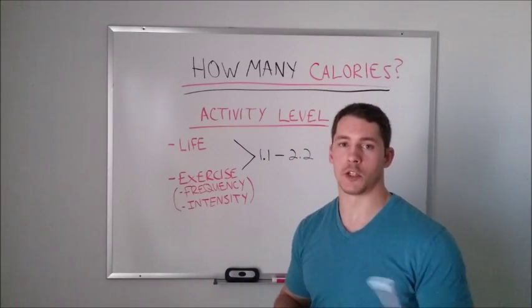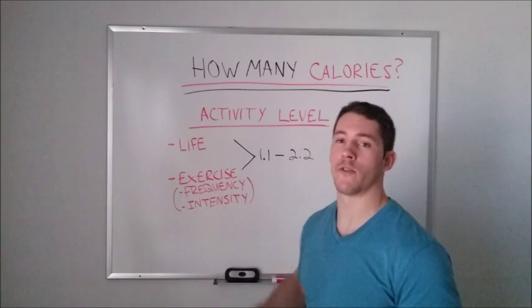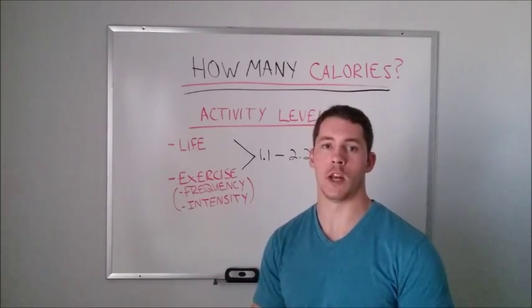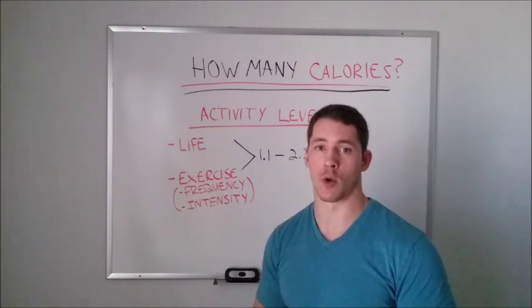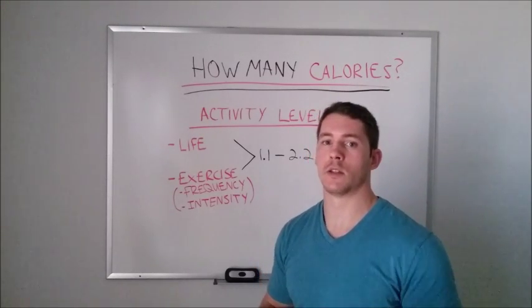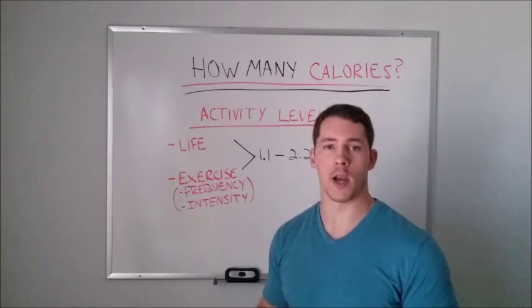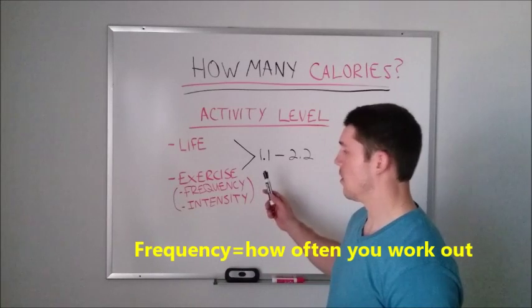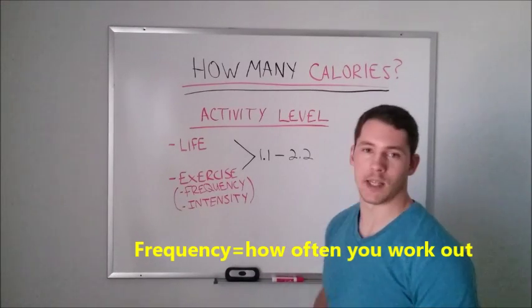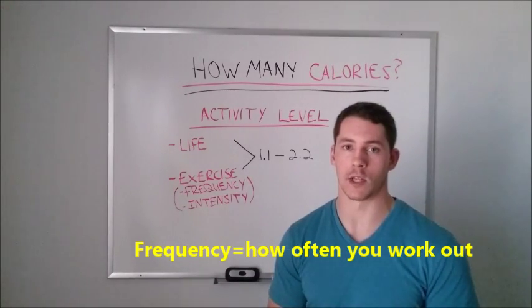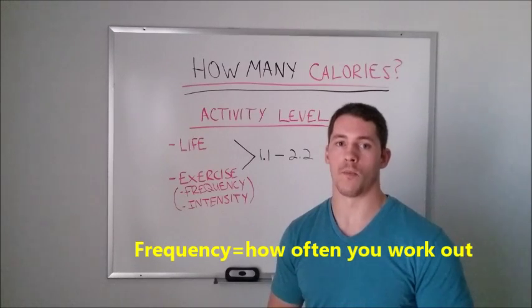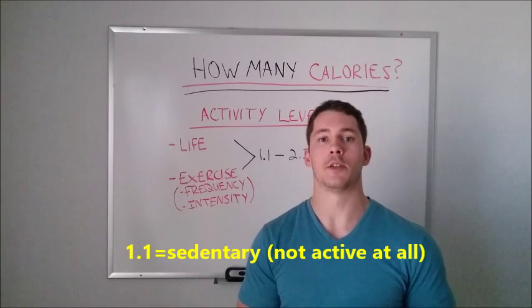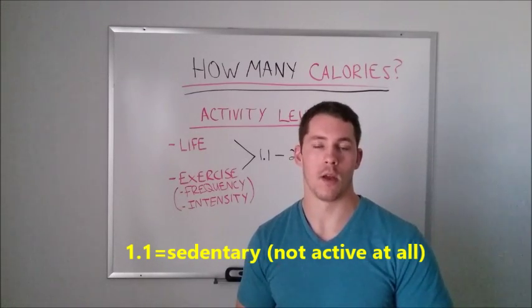First, we need to determine our life activity, our everyday life at work, at home, the non-exercise things that we do that require energy. Secondly, we need to look at our training in the gym, on the field, whatever, and that includes both the frequency and the intensity of those workouts, those exercises. Now, the scale goes from 1.1 to 2.2.